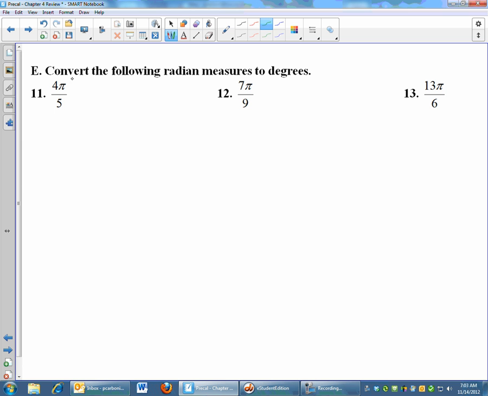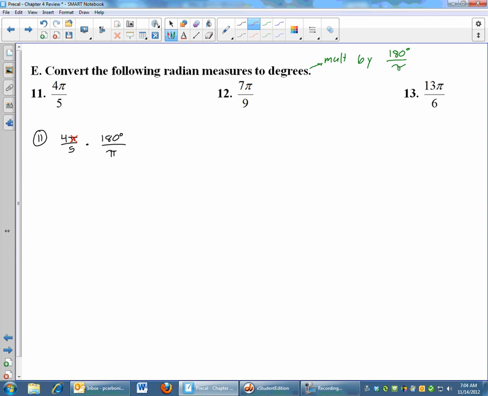Okay, let's see, going the other direction, converting from radians to degrees, we're going to use the same conversion. We know pi radians is the same as 180 degrees, but this time, since I want to be left with degrees, my 180 degrees goes in the numerator, and my pi radians goes in the denominator. So when I multiply these, number 11, we've got 4 pi over 5. We would multiply by 180 degrees over pi radians, and then we start canceling.